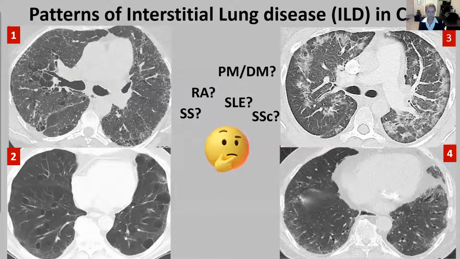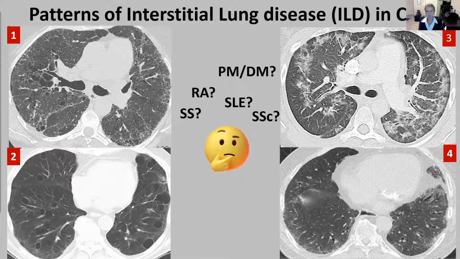I want you to look at these 4 images. These are 4 different patients with connective tissue diseases. I want you to look at them and think what pattern is present and what disease you would suspect or suggest as a possibility in these 4 patients. Please look for a moment. You can write down what you think. At some point during this lecture, we will come back to these images. Okay.